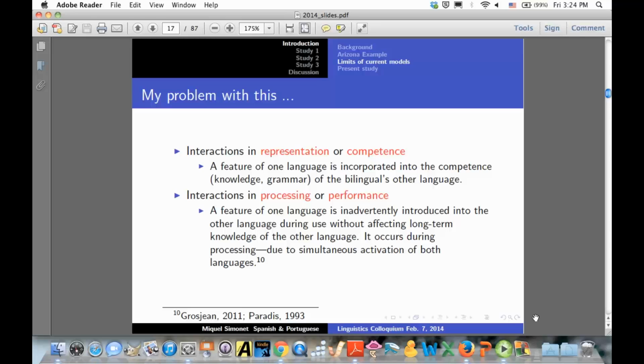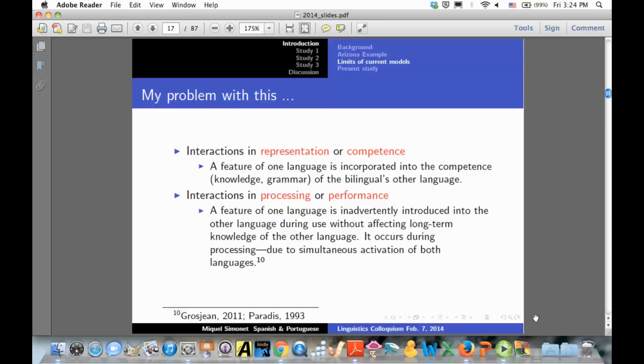While interaction in processing is when a feature of one language is inadvertently introduced into the other language during use without affecting long-term knowledge of the other language. It occurs during processing due to simultaneous activation of both languages. It doesn't really change what you know of the other language, it just shows up circumstantially in this moment.